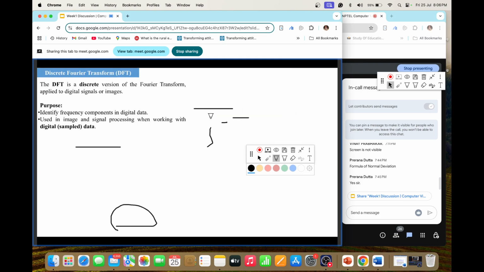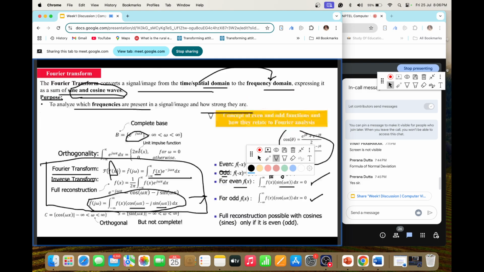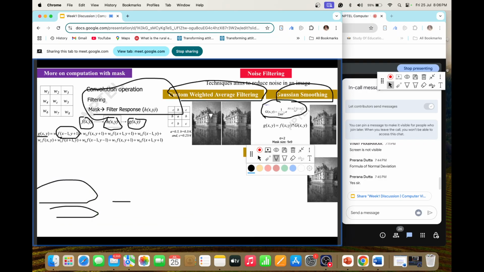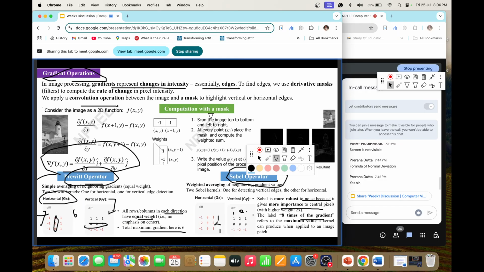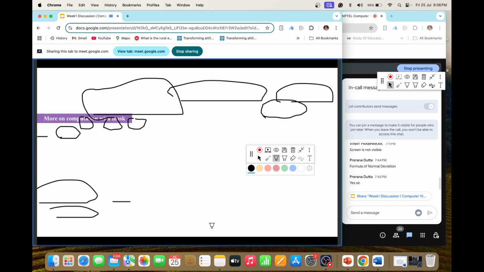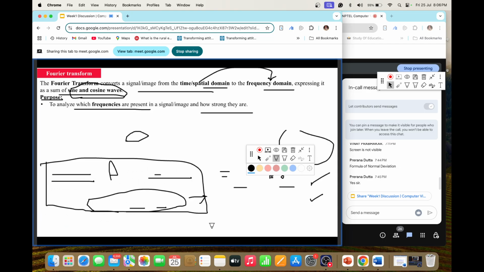So let's go there. What is a vertical Sobel operator? This is the vertical Sobel operator: 1 2 1, 0 0 0, minus 1 minus 2 minus 1. What is the horizontal Sobel operator? Minus 1 0 1, minus 2 0 2, minus 1 0 1. So these are the two filters we need to remember for the Sobel operator.